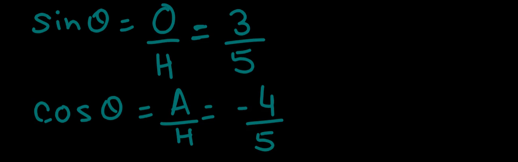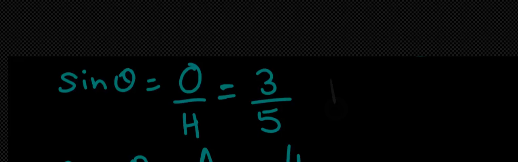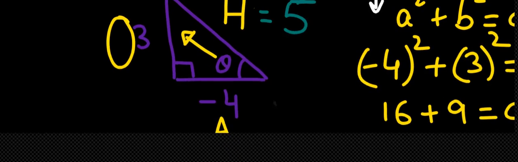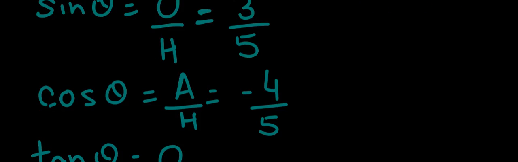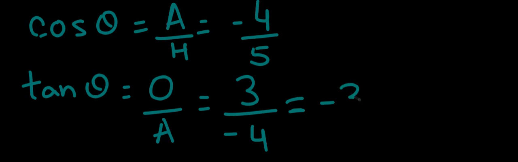And then comes tan theta. First, I'm going to write tan theta, and tan theta is equal to opposite over adjacent. Let's look at the picture. Opposite is 3 here, and adjacent is -4. So it is going to be 3 over -4. And keep in mind, positive over negative is a negative. So that's going to be -3 over 4.